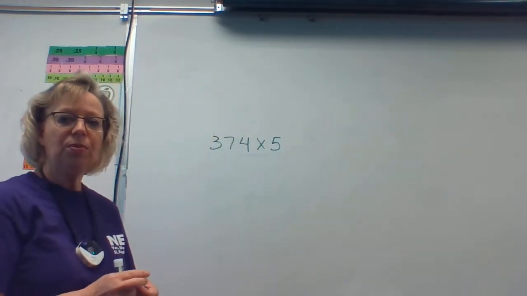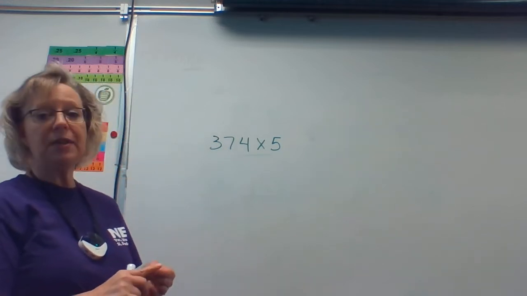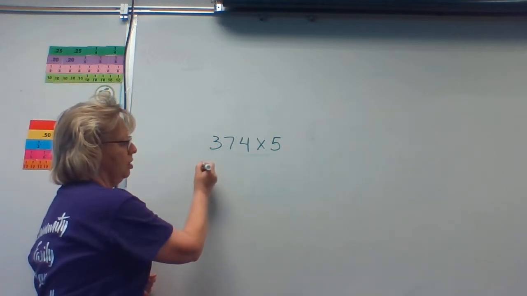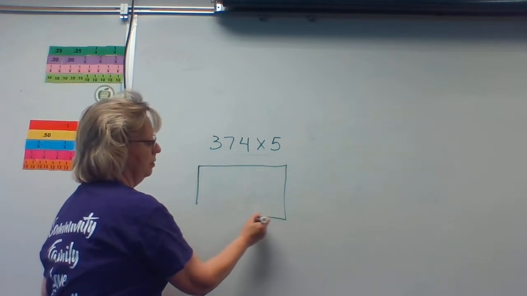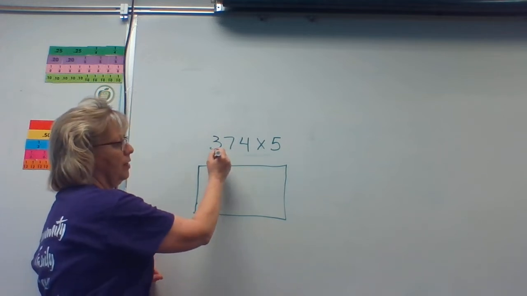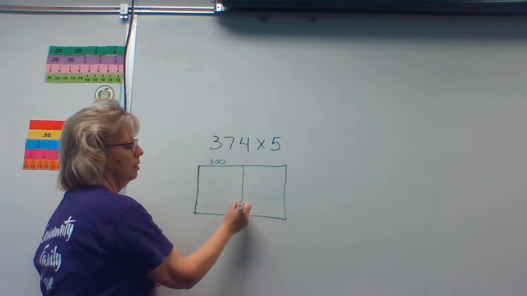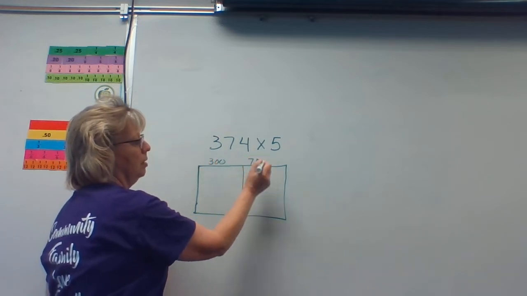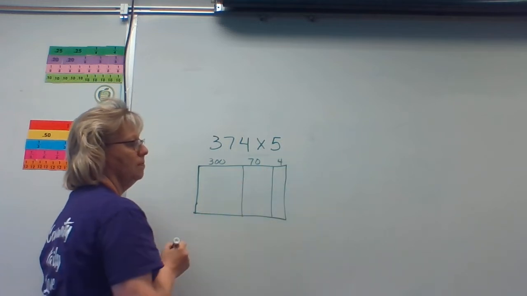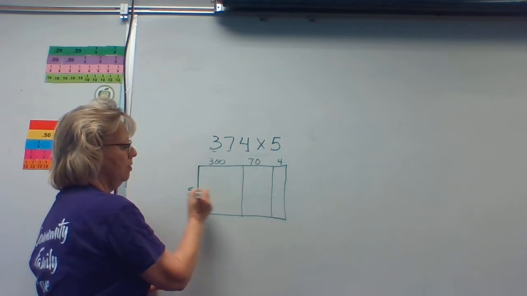Okay, 4th graders, would you write this on your paper or your whiteboard, whatever you have, 374 times 5. Okay. Let's try the area model. Okay. And if I have 374, that's going to be 300 plus 70 plus 4. 374, and I'm multiplying times 5.